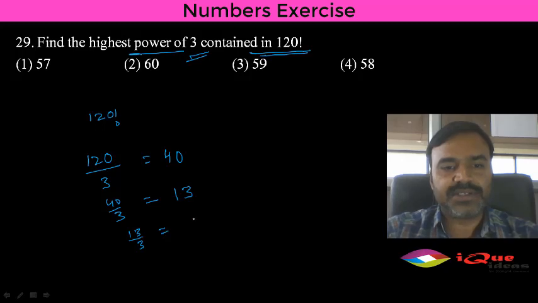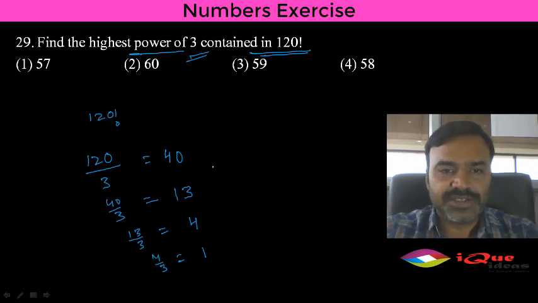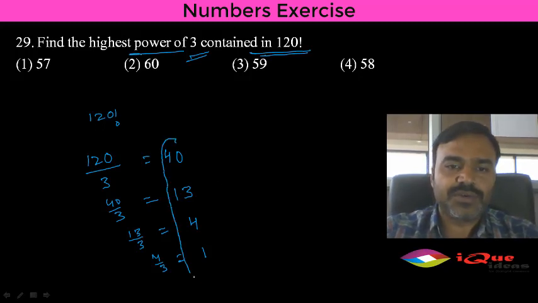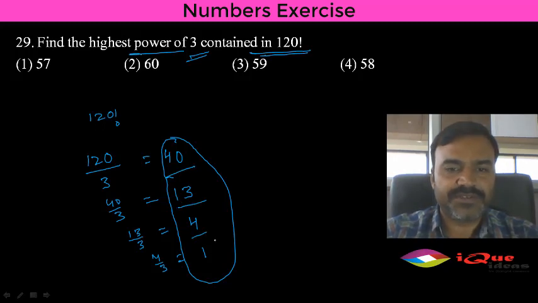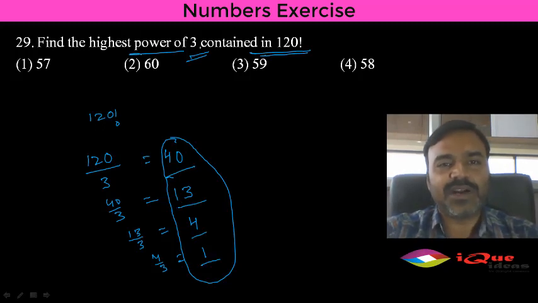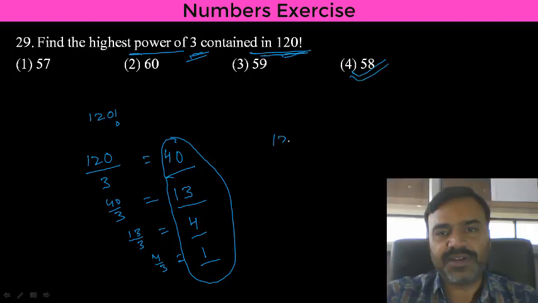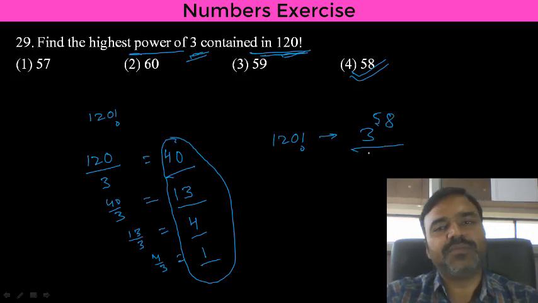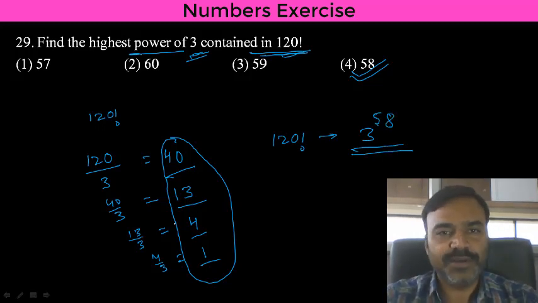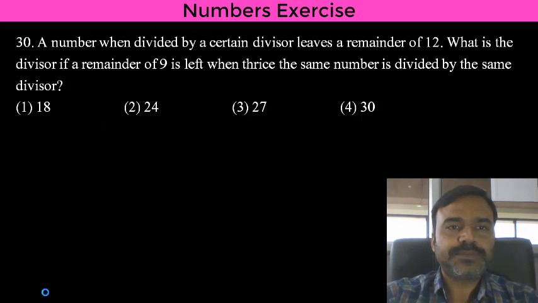So go on dividing till the time a division is possible. 13 by 3 is 4. 4 by 3 is 1. 1 by 3 is not possible, we will not get an integer. So just add whatever quotients you have got till now. 40 plus 13 is 53, plus 4 is 57, plus 1 is 58. So the highest power of 3 contained in 120 factorial is 58. Right? So 120 factorial contains 3 raised to the power 58. That is what it means. This is a standard procedure. Okay, let's go to the next question.